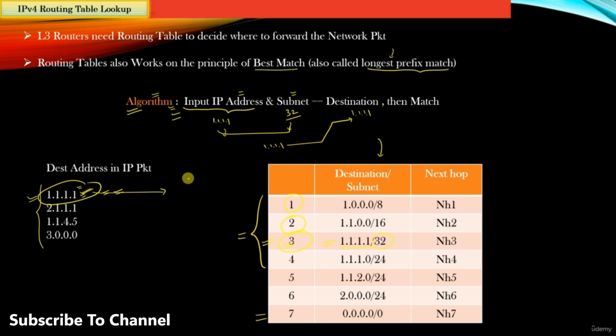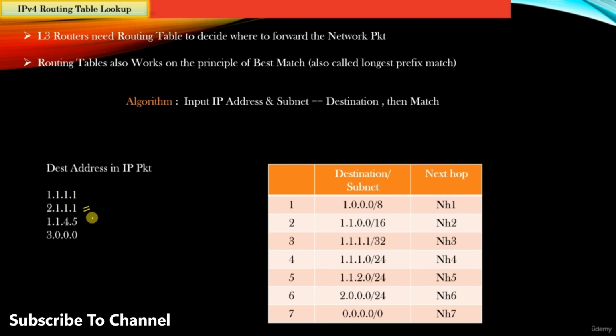Alright, but we are interested in choosing a route which not only matches with this destination IP address but also has the longest prefix match among all the routes. So such a route is route number 3. It means that route number 3 will be used in order to forward all the packets with the destination IP address 1.1.1.1.